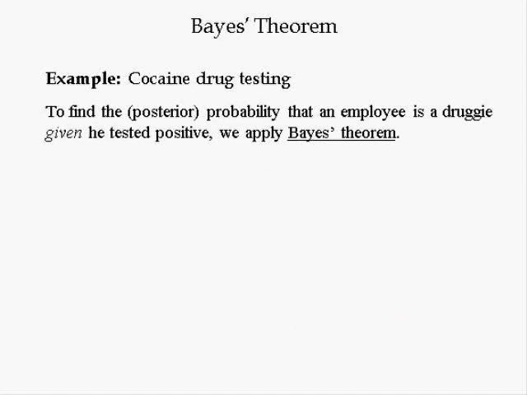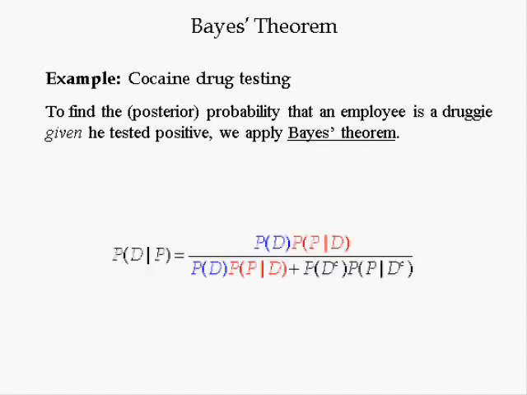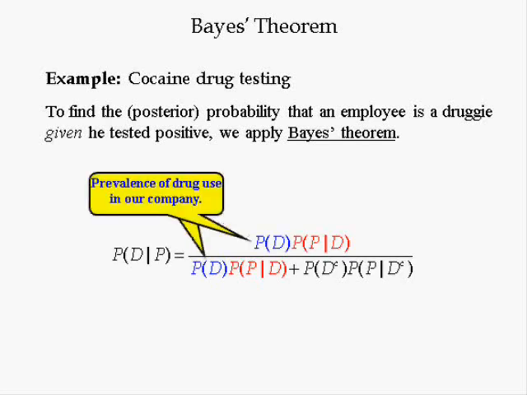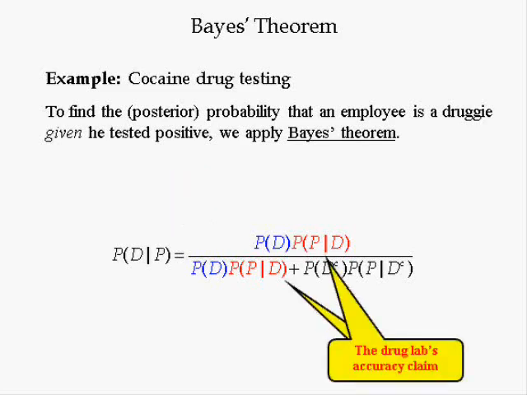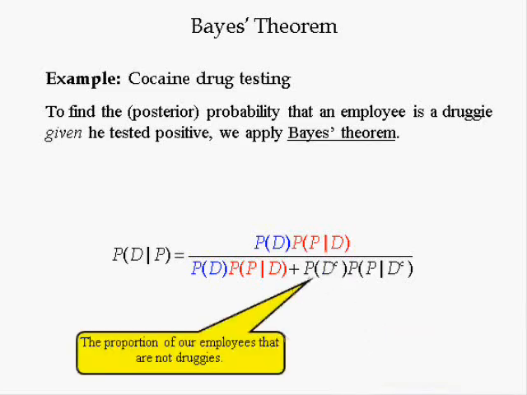To find the posterior probability that an employee is a druggie given he tested positive, we apply Bayes' theorem. Bayes' theorem is another way of computing a conditional probability. The expression in blue equals the prevalence of drug use at the company, namely the probability a worker at our firm is a druggie. The expression in red equals the probability of a worker at our company testing positive for drug use, given he is a druggie. This is a drug lab's accuracy claim.